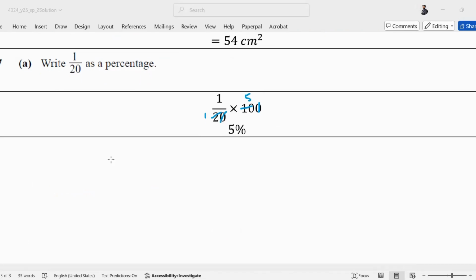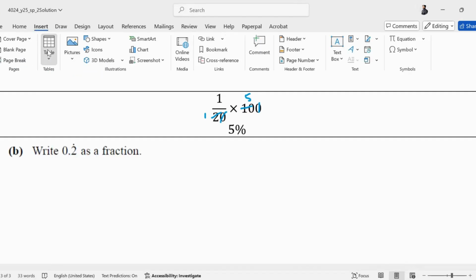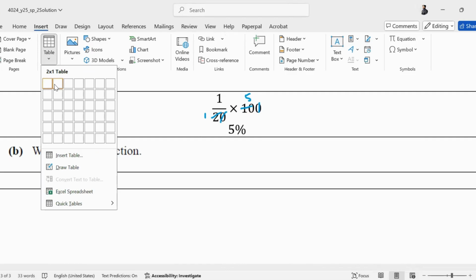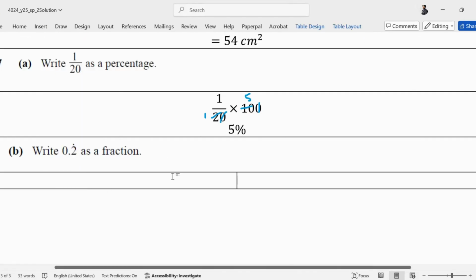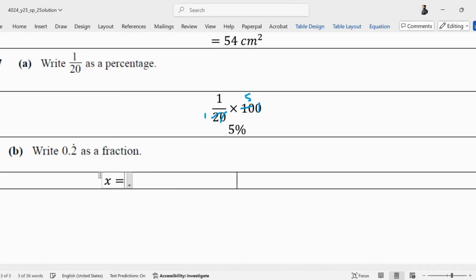Now the next is regarding a recurring decimal. If you're unable to understand recurring decimal, you can obviously go to my video. I have made an entire video for the recurring decimals. Now let this be x. Again, this is 0.222 and it goes on and on forever.